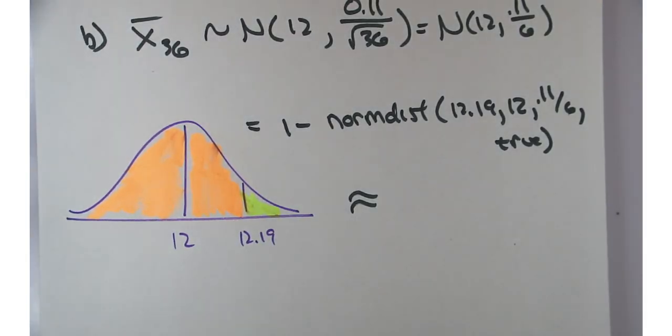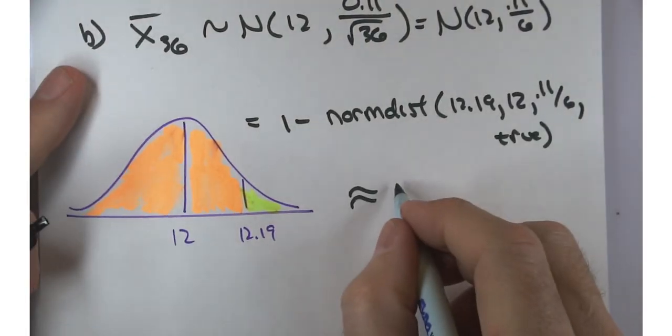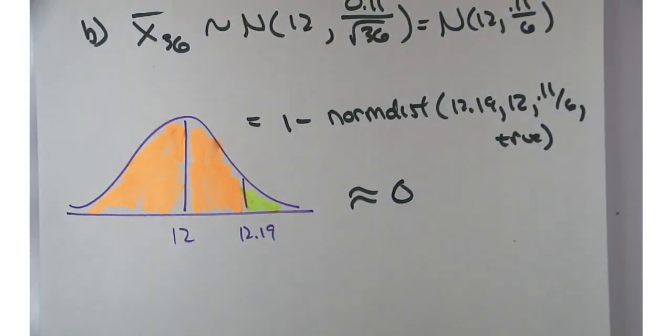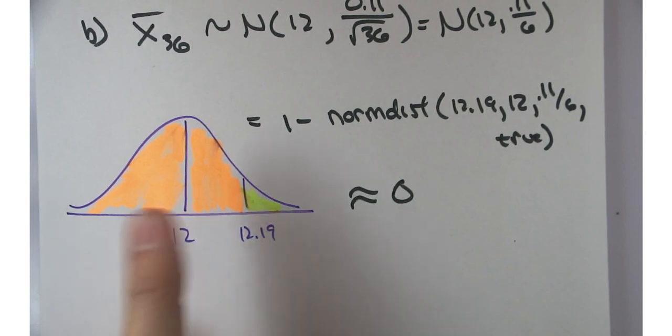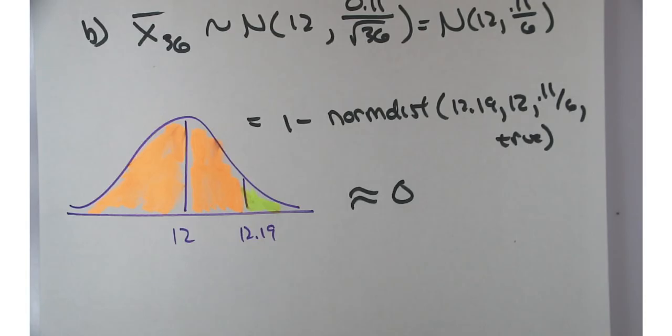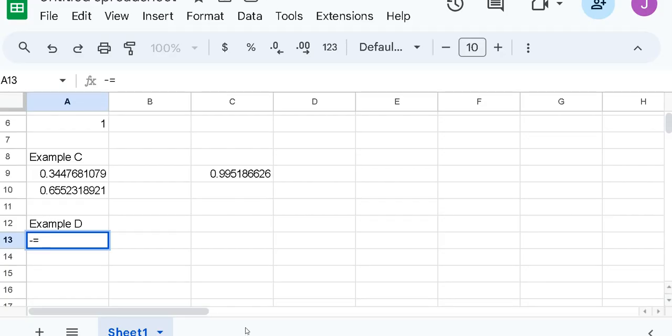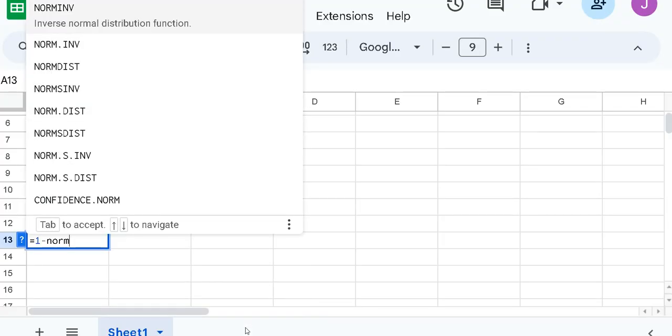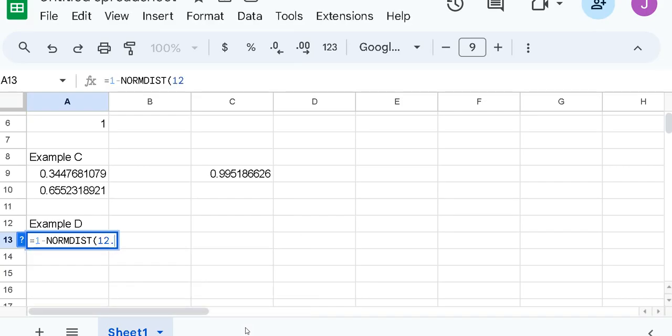That probability was approximately 0, right? Is that what you're getting? Nice. So basically, there's no chance. Coca-Cola is not giving you any freebies. Sorry. So maybe I should just type it in for good luck here. Equals 1 minus norm distribution 12.19 comma 12 comma 0.11 over 6 comma true, and 0. Beautiful.